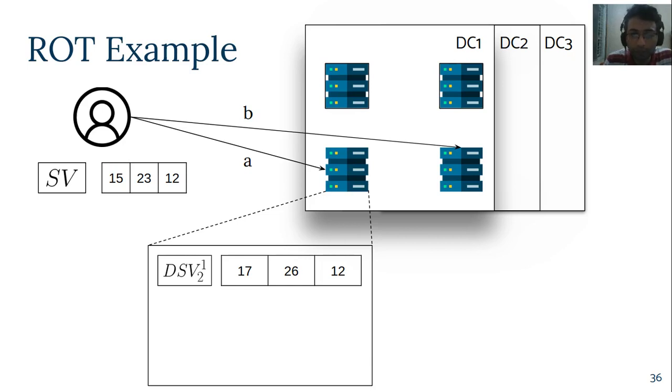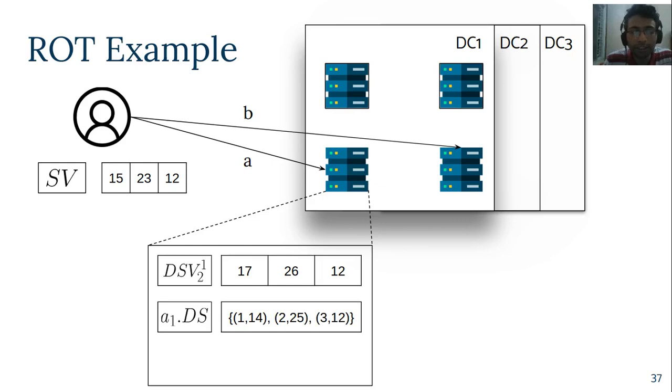The DSV value has to be at least as great as the snapshot vector, which is in this case valid. Now we want to return the latest version which satisfies the constraint that the timestamp is smaller than what is contained in the snapshot vector.